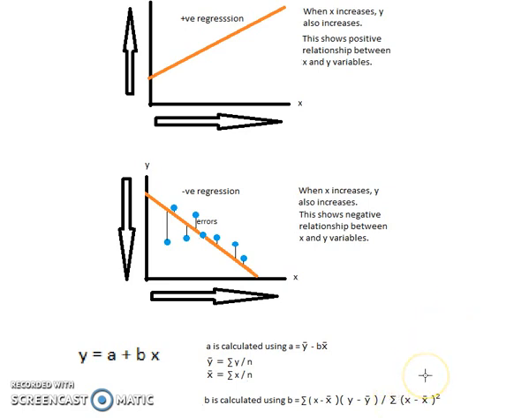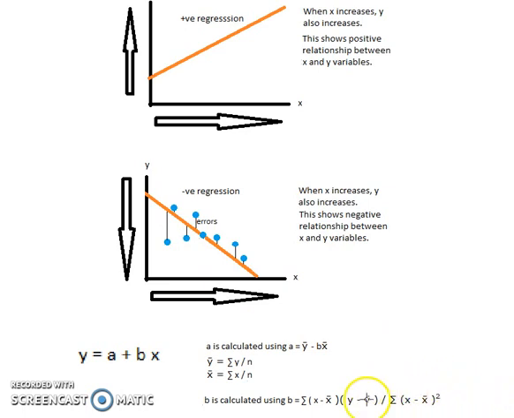So this is a very simple formula. You can very easily learn it. b equals the summation of x minus x bar multiplied by y minus y bar, divided by the summation of x minus x bar whole squared. So this is how we calculate b. Once b is calculated, this is the slope. Slope means how much slant the line has. In this case, if there is a negative relationship, the slope is probably going to be negative.